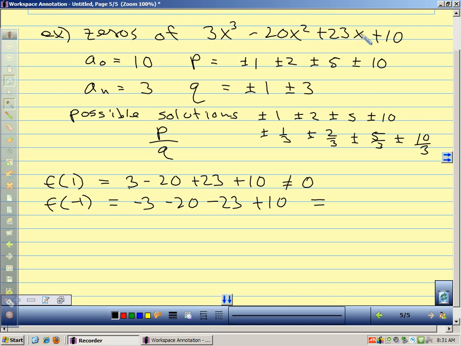X is minus 1. So minus 1 times 23 is minus 23. X squared, if we square negative 1, we get a positive. So this doesn't change that negative. So this doesn't equal 0. So 1 and negative 1 don't give us a 0. So let's test the next one with synthetic division.